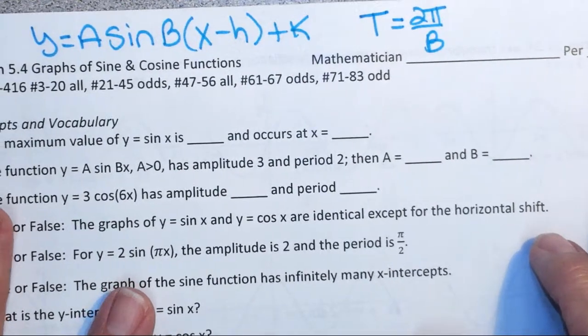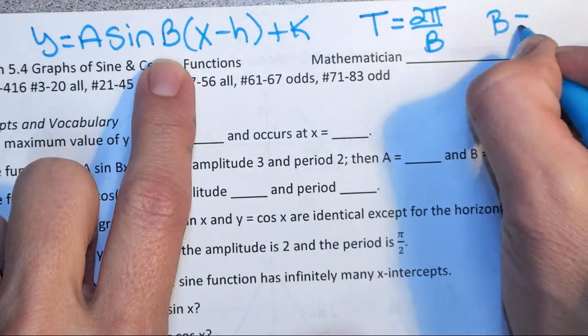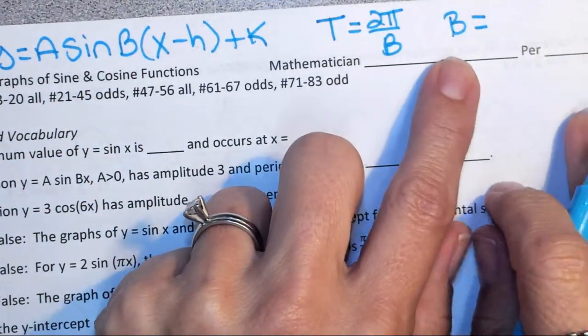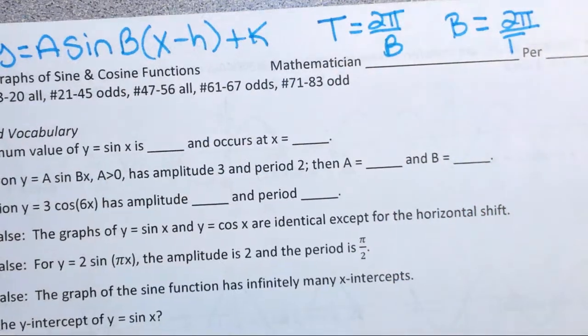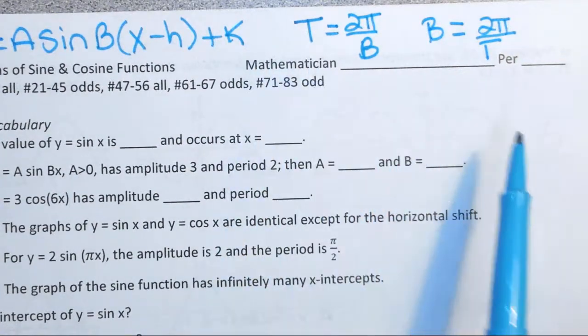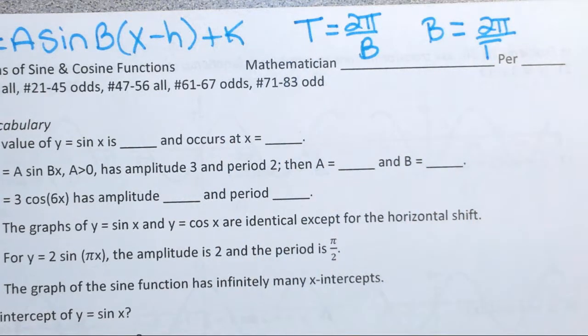We also said that if they don't give me the B, then I have a formula for that. The formula for frequency is 2 pi divided by T. So they're going to have to give me the B or the T, and I can use the formula to find the one I don't have. Are we good with that?